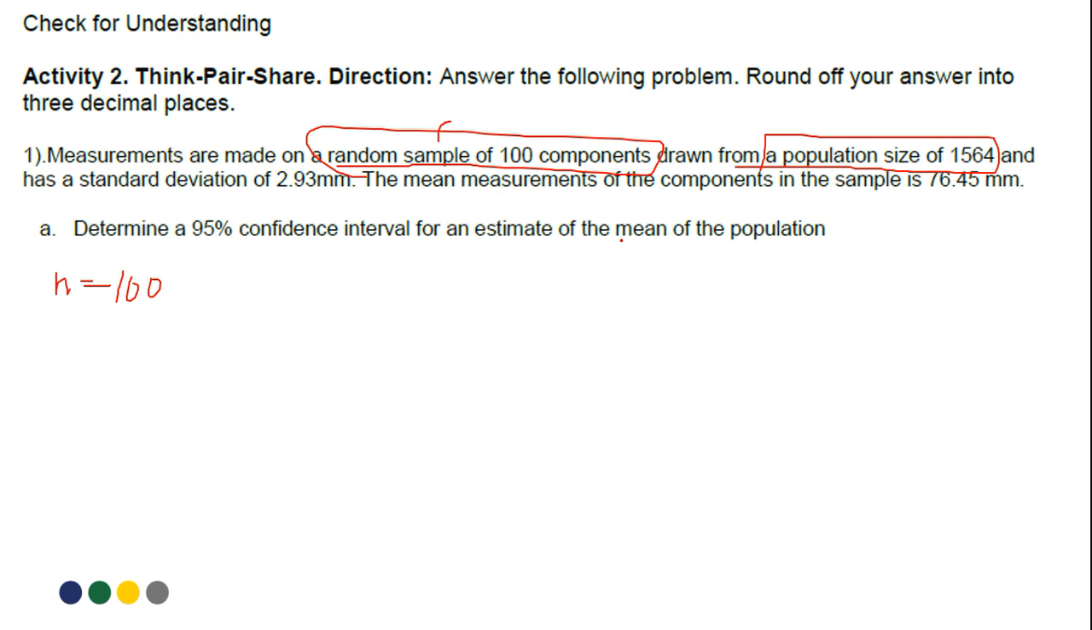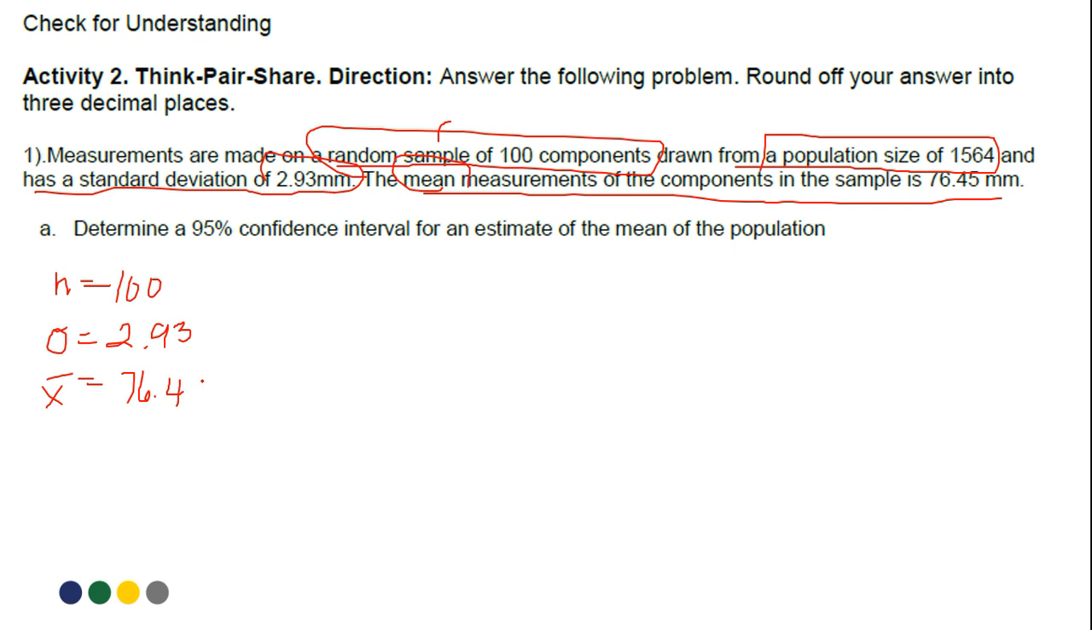Sa ating formula, we don't have a population size. That is the mu and has a standard deviation of 2.93. So, given po si standard deviation which is 2.93, and the mean measurements of the components is the, ayun, there's a word mean. Ibig sabihin x bar. So, that is 76.45. And we have letter A, determine the 95% confidence interval for an estimate of the mean of the population. A, the confidence level or the degree of confidence is 95%. Okay. So this is 95%.